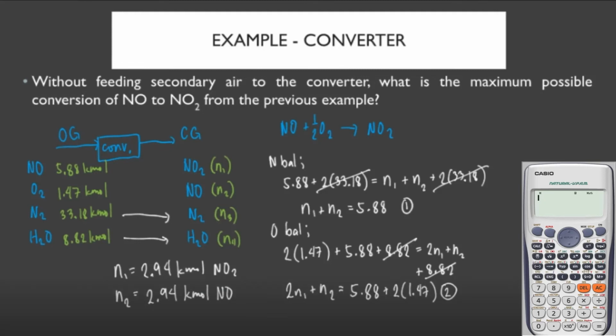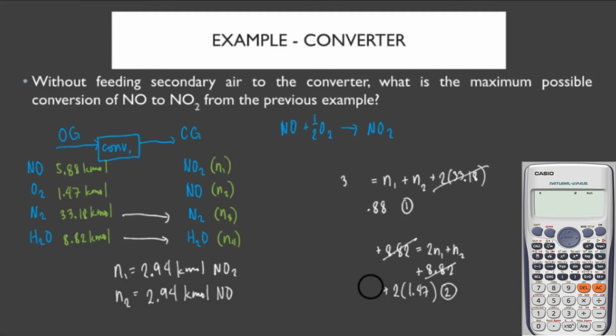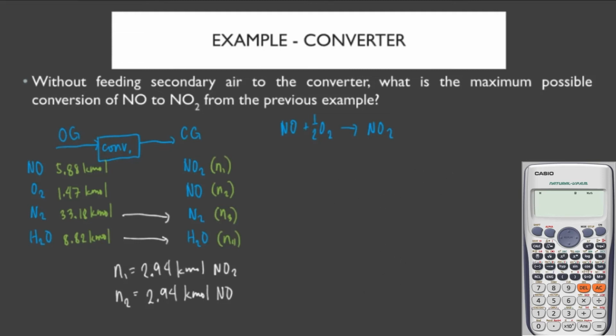With this information, we can now represent the complete analysis of our converter gases. That is, NO2 is 2.94 kilomoles. NO is also 2.94 kilomoles. Our nitrogen gas is 33.18 kilomoles. And our water is 8.82 kilomoles. Now we are done with the analysis. Now let's answer the question.